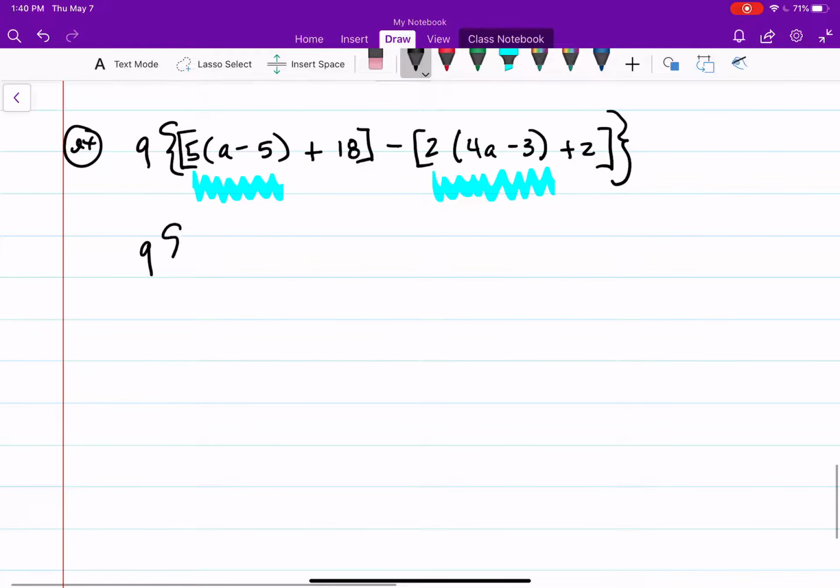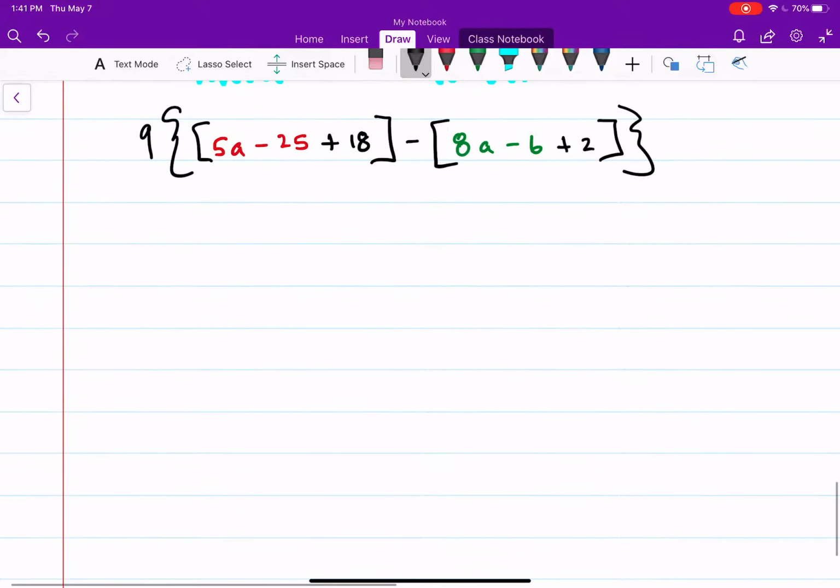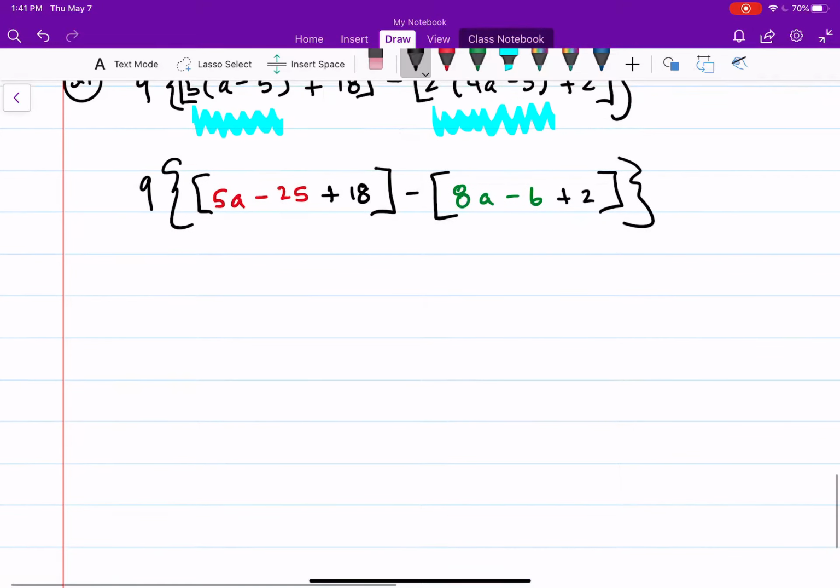So 9, squiggly bracket, square bracket. What do I do here? Oh, this is distributing. So I have 5a minus 25 plus 18, minus, what do I do here? I do the same thing, distribute. So I get 8a minus 6 plus 2. Okay, so my multiplication is done.